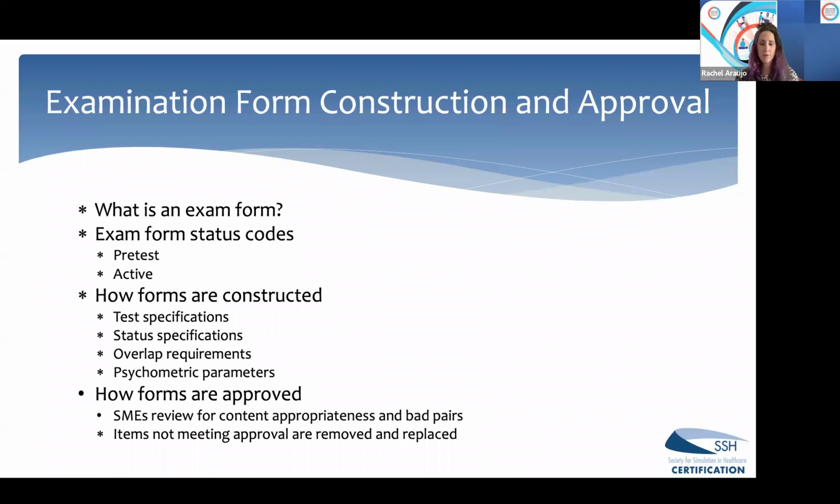And the subject matter experts are asked, is this valid? Is the correct answer identified? Is this still happening in practice? Is it important to test on? They have to kind of check all those boxes for each of the items.